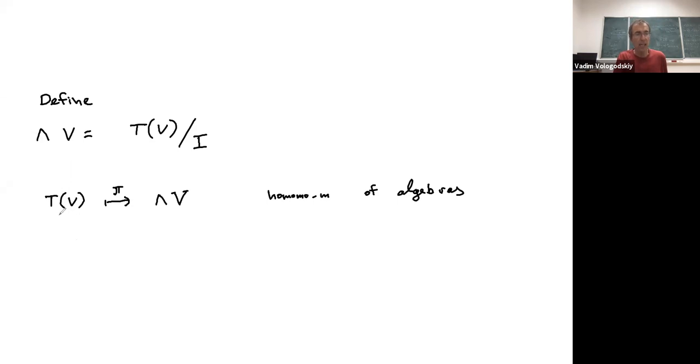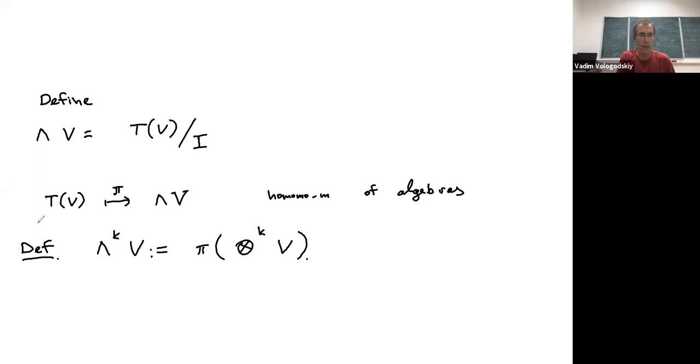So this vector space is a graded vector space, right? We have a notion of degree. Any element, by definition of the tensor algebra, is a direct sum of tensor powers of V. So define the kth exterior power of V to be pi of the kth tensor power of V.